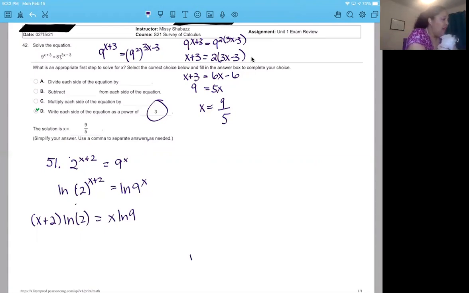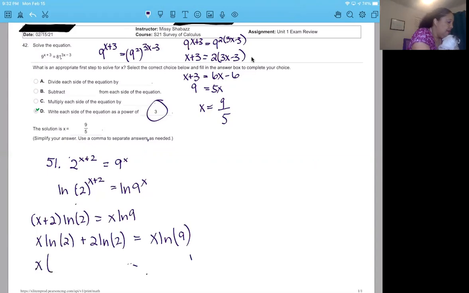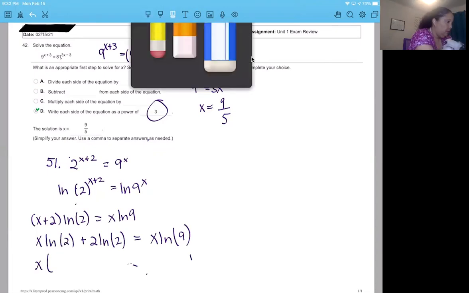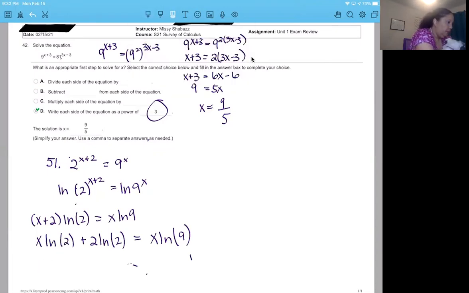All right, so on the left side, I'm going to distribute my natural log of 2. So I have x natural log of 2 plus 2 natural log of 2 equals x natural log of 9. Now, what I want to do is solve for x. So everything with an x, I'm going to put on the left side. Everything without an x, I'm going to put on the right side. So I have x natural log of 2 minus x natural log of 9 equals negative 2 natural log of 2.